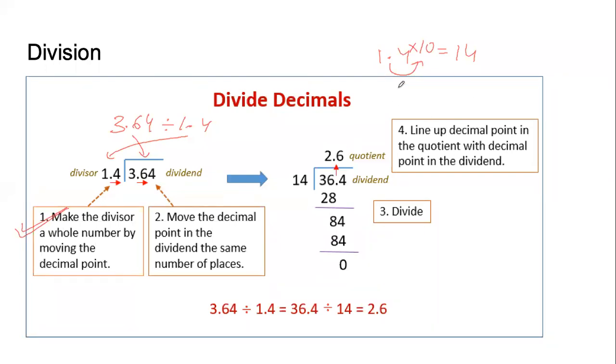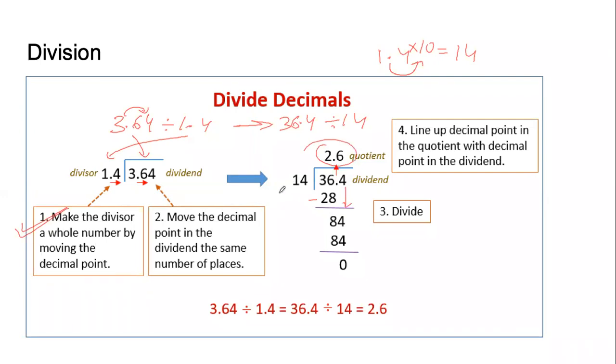So now the divisor is 14 and the dividend becomes 36.4. Now you know this division. 14 2s are 28, 36 minus 28 is 8. Then 4 comes down. You will not draw this arrow. Stop drawing these arrows. And because 4 is after a decimal point, you will put a decimal point in the quotient. Now we have 84. We know 14 into 6 is 84. So the answer is 2.6. The answer is the quotient.